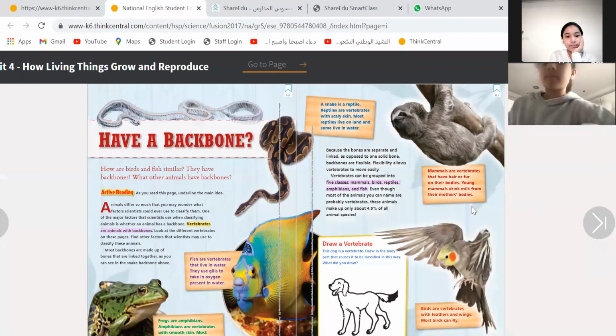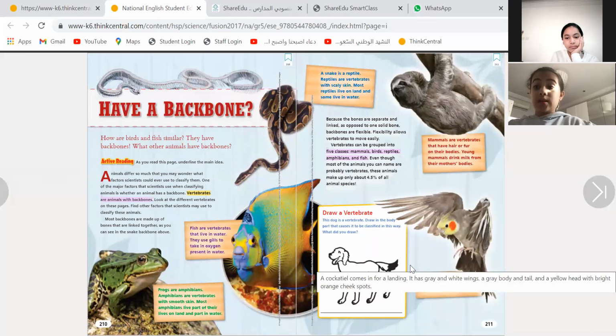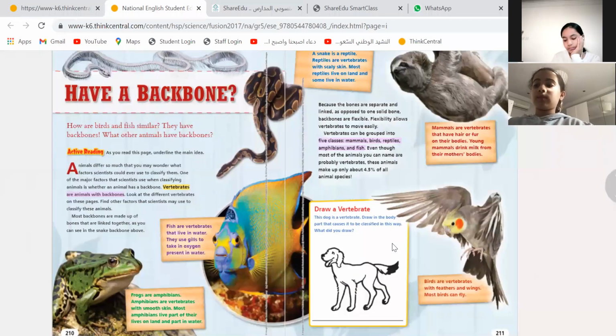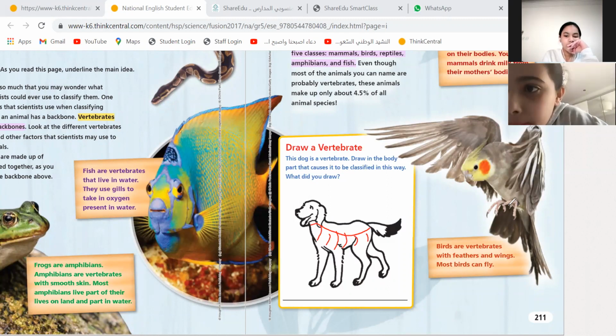All of them have backbones, also the bird. Girls, you can see if it has a bone or not. Does it have a backbone? Think about it. Look at this dog. This dog is a vertebrate. Can you draw the bone, the body part that causes it to be classified this way? Why do we call it a vertebrate? Because it has what? Backbone. How should I draw the backbone? Like this? See? Is this a backbone? Yes, excellent. Very good.